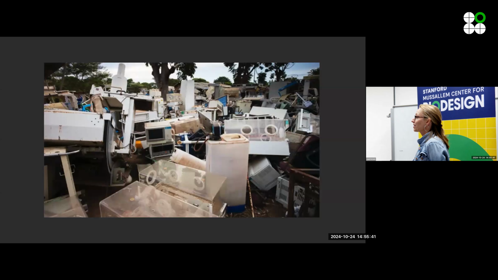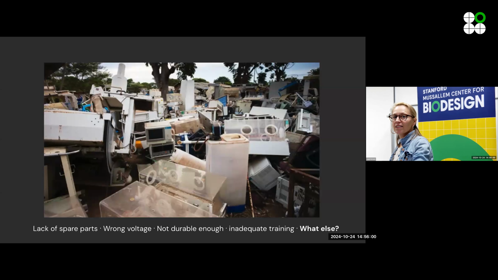Yes, and it happens a lot with donations, right? A hospital might get three different CPAPs, all different brands, all with different consumables. They need six different nasal cannulas for babies and you only have two of them. I'm not saying they would end up here, but yes. Lack of maintenance and lack of training. All of these are exactly right. So, lack of spare parts, wrong voltage, not durable enough, inadequate training.